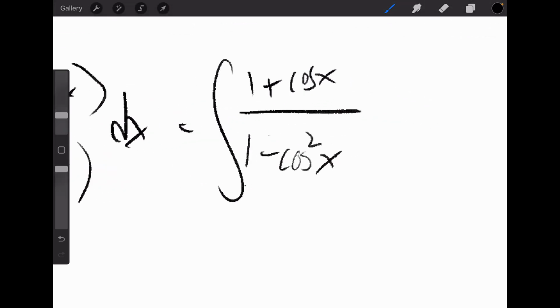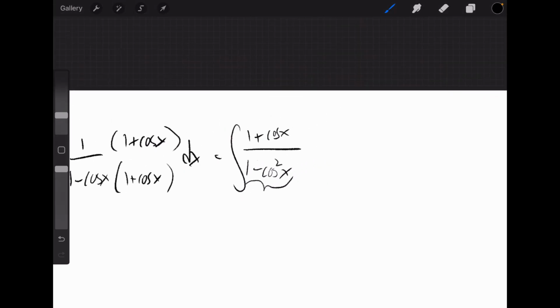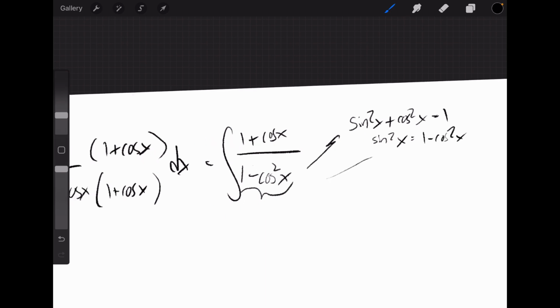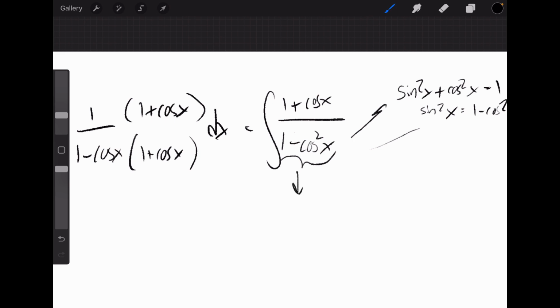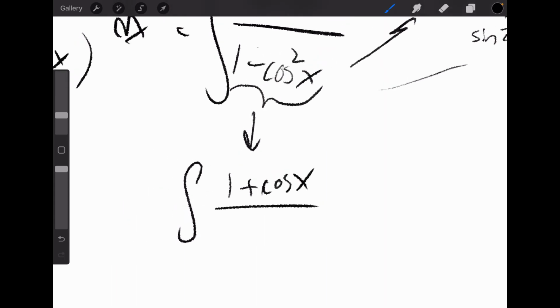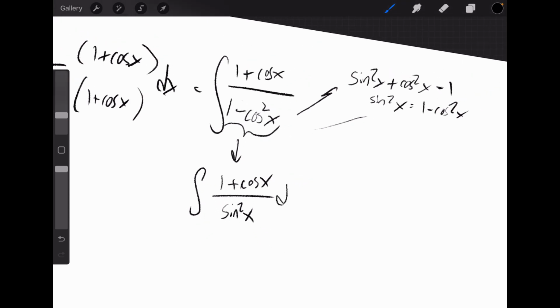Now we can see here that we have a trig rule because sine squared x plus cosine squared x is equal to 1. So sine squared x is equal to 1 minus cosine squared x. So we can add that in there. So I'm going to rewrite it as 1 plus cosine of x all over sine squared x dx.